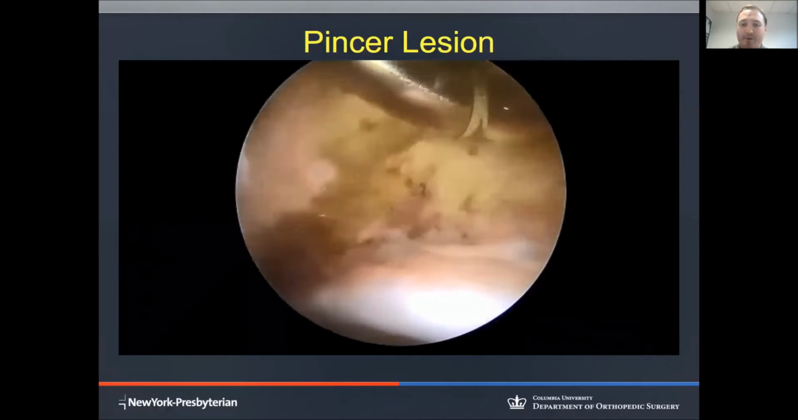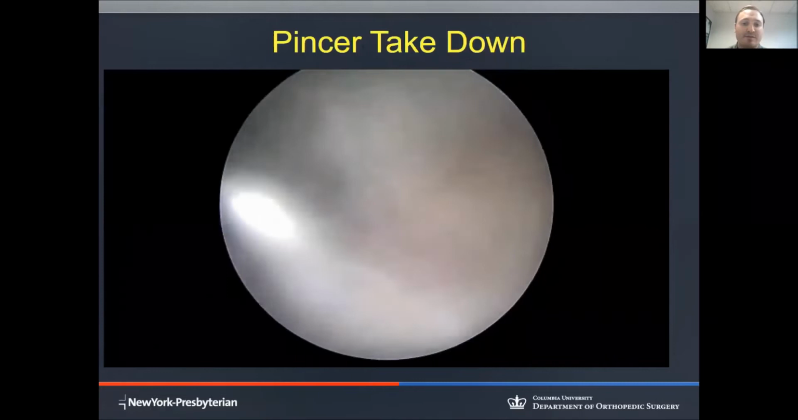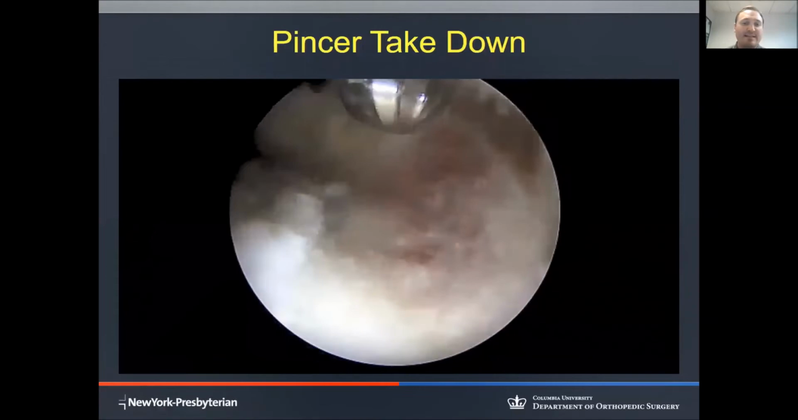So what we end up having to do is we come in with a fancy burr, and we're able to reshape and recontour that acetabular rim and bring that bone down so that we can create a little bit of clearance for the labrum. Now you can see after we've created that space there, we've brought that down, so that should no longer be an issue.